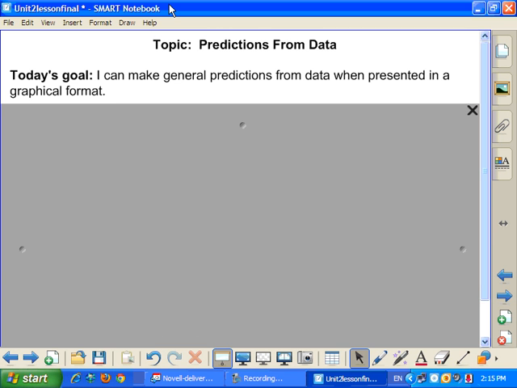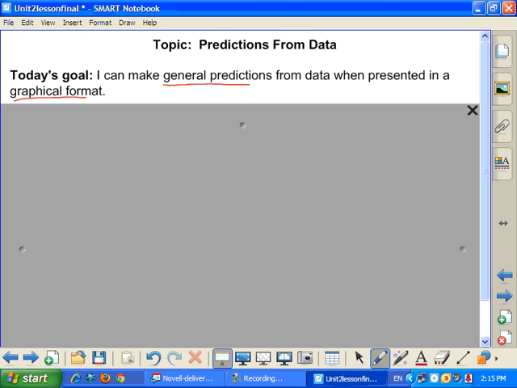Hey, welcome back. This is our last topic for unit number 2. We're talking about predictions from data. This is where you're going to be taking the results from your project and making some conclusions and predictions. So what's the goal today? I can make general predictions from data when presented in a graphical format.